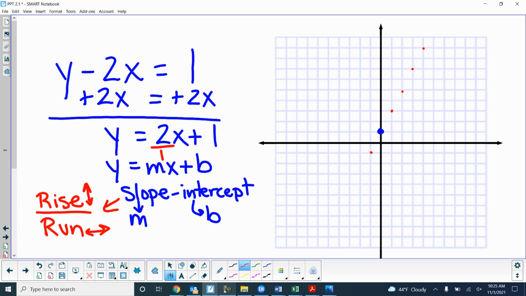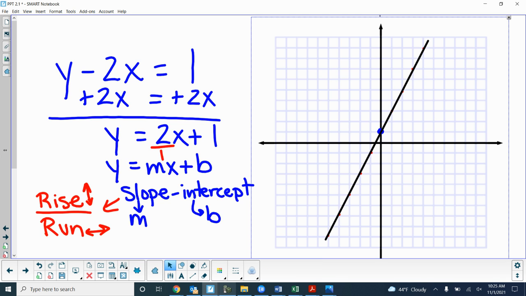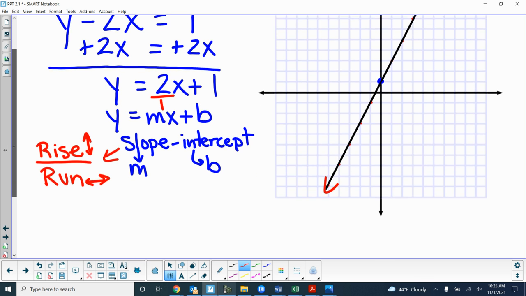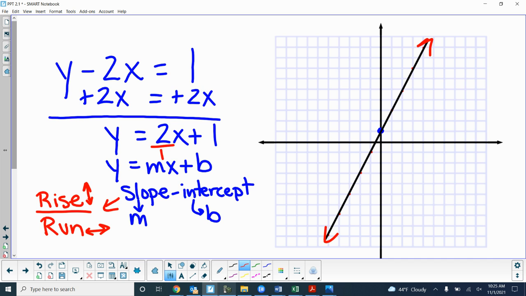So, we just connect our points. You guys remember how to graph a line, don't you? Okay. So there's our line, or our graph of y equals 2x plus 1. Okay? If you forget, you can always do what you first learned when you were first introduced to graphing.